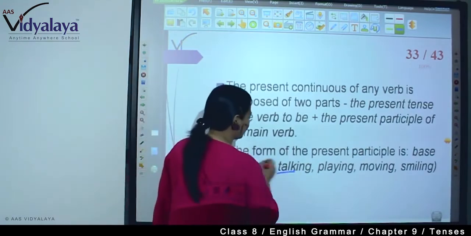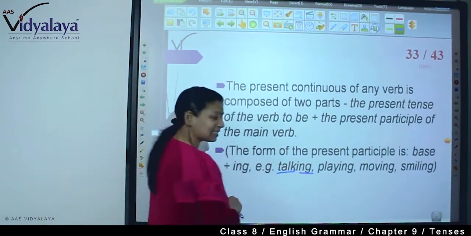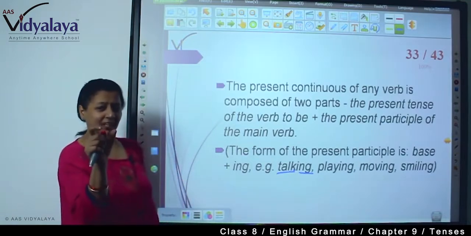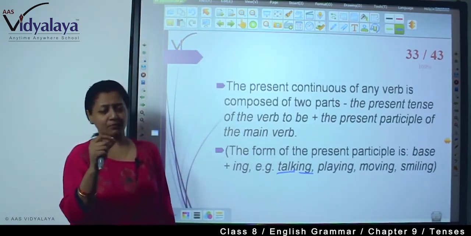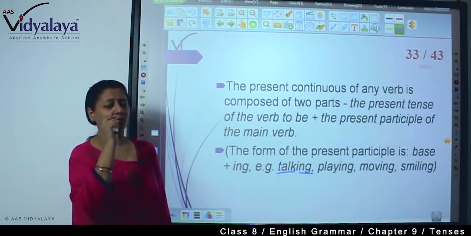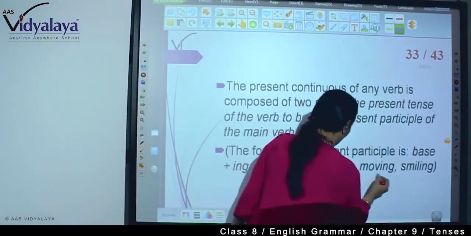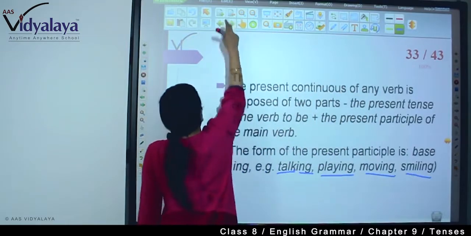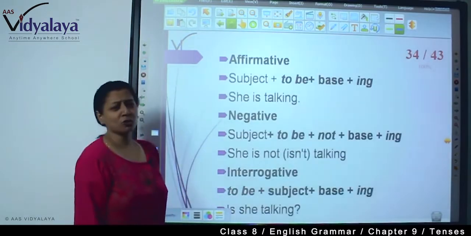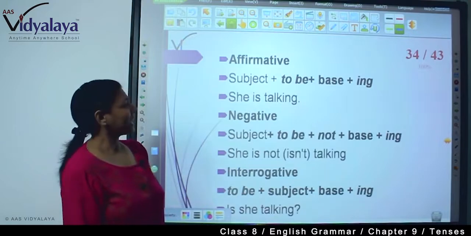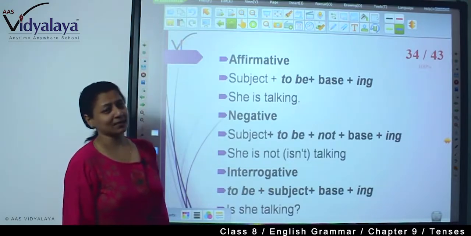For example, this is a base verb, talk, and ing is the adding word. So this is the present participle, and in present continuous form you will have to write the participle form. Now, playing, moving and smiling. Now how to make the affirmative? Subject plus to be plus base plus ing.